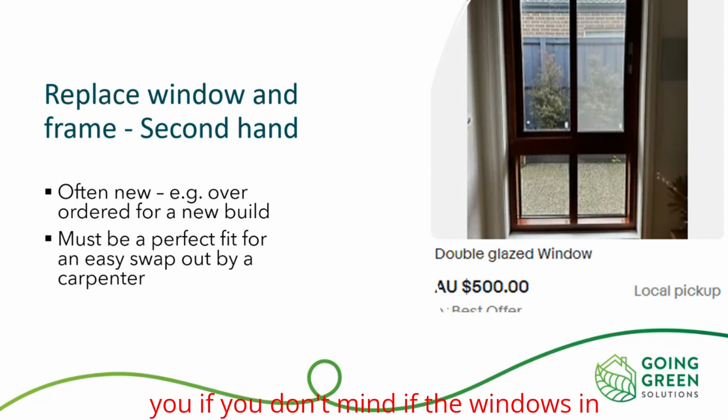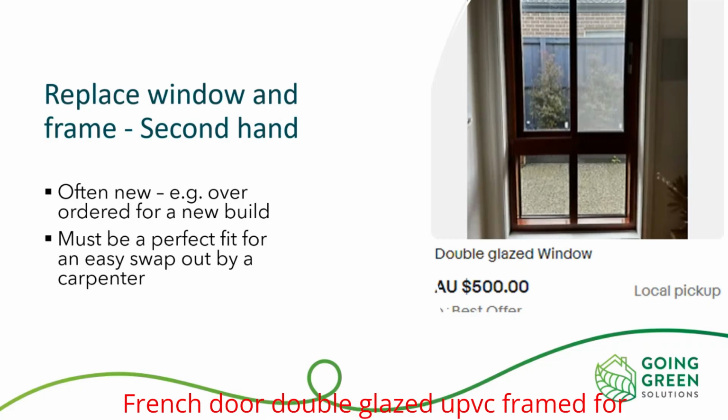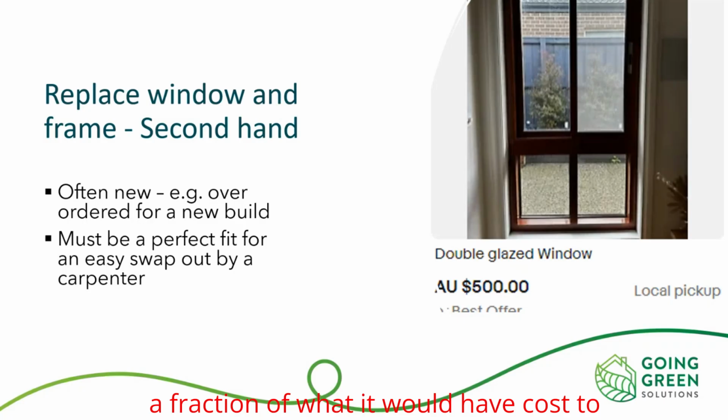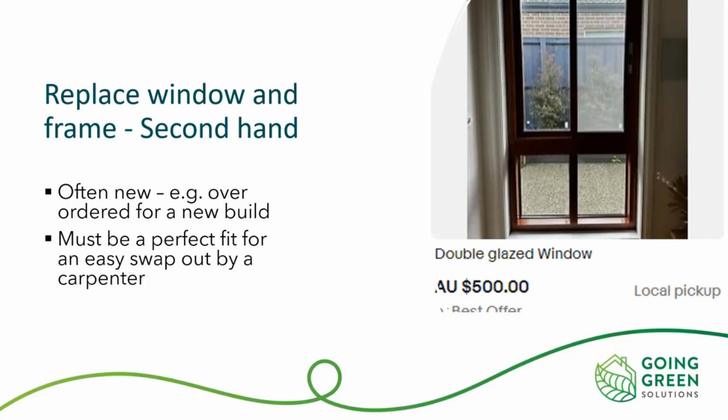And this might suit you if you don't mind if the windows in your home aren't matching, or if you're like we did, we knocked out a wall and put in a French door, and it wasn't going to match anyway, but it's a fantastic French door, double glazed UPVC framed for a fraction of what it would have cost to get it new. So this is an option in some cases, but you have to have a handy person or a builder who's willing to put it in, and you've got to make sure it's the right size, so it can be a bit more fiddly.